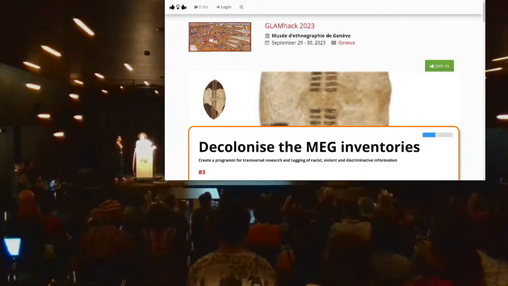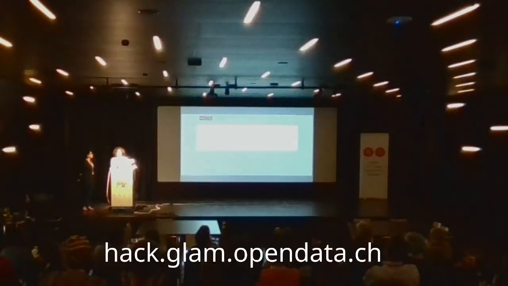I'm just quickly reading it because it's important. If you use the term Iroquois, you'll have that warning: this denomination can be found in the MEG's historical inventory record, but is not considered appropriate. And then a kind of disclaimer.